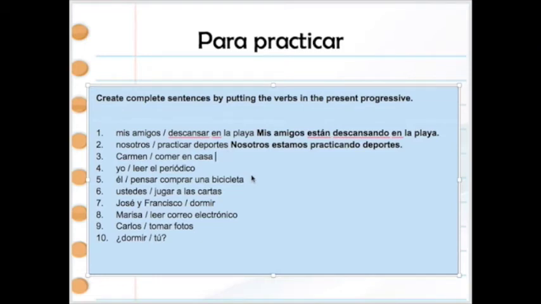Let's make this bold again. Carmen is my subject. So that would be either he or she, depending on whether Carmen is a boy or a girl. So I know I'm going to use está comiendo en casa. Carmen is eating at home. Carmen está comiendo en casa.